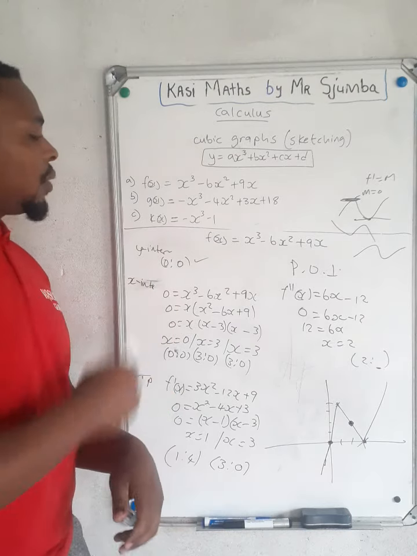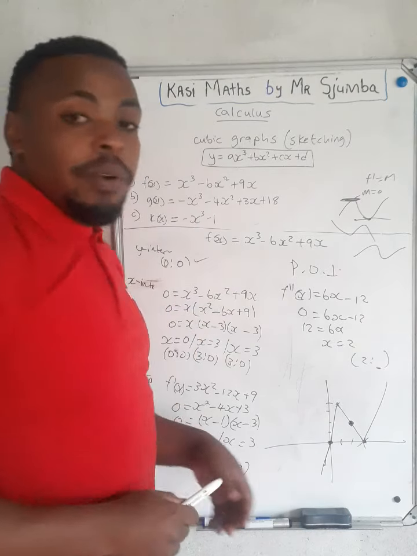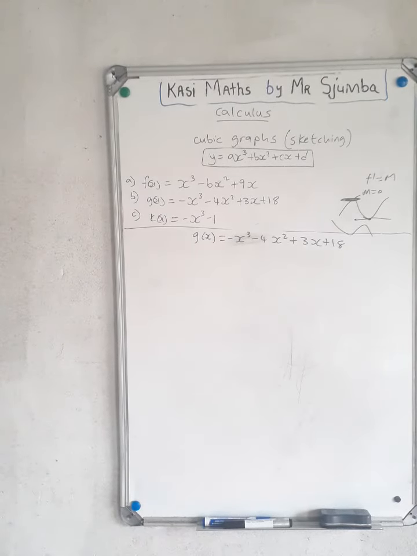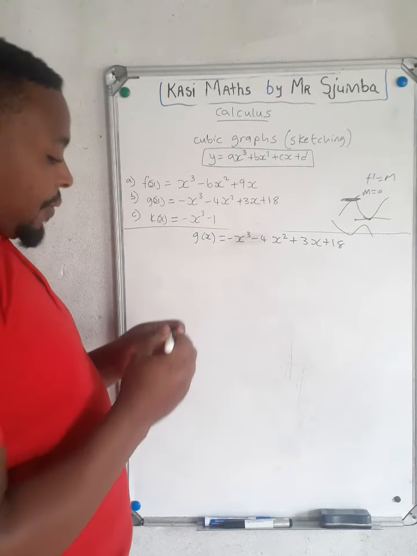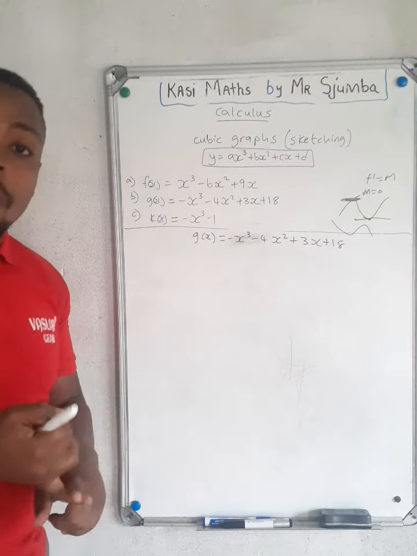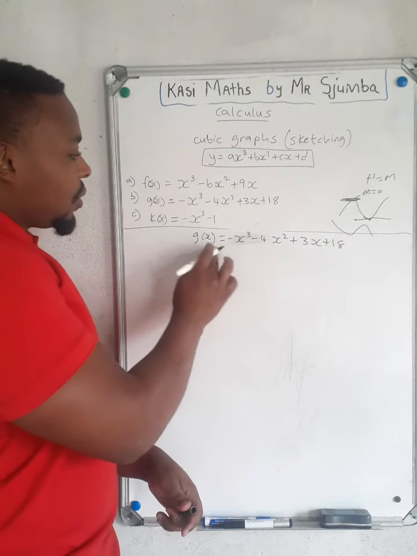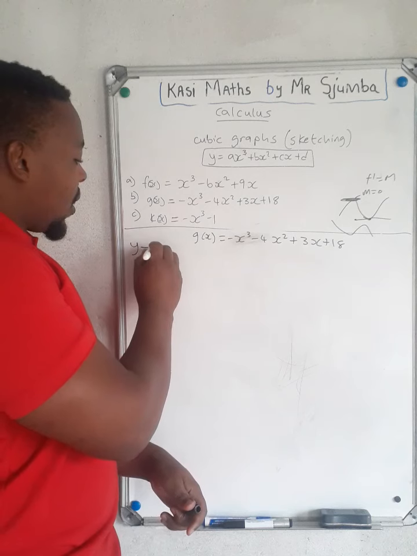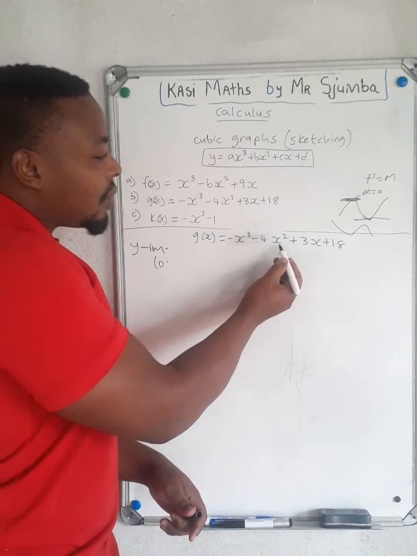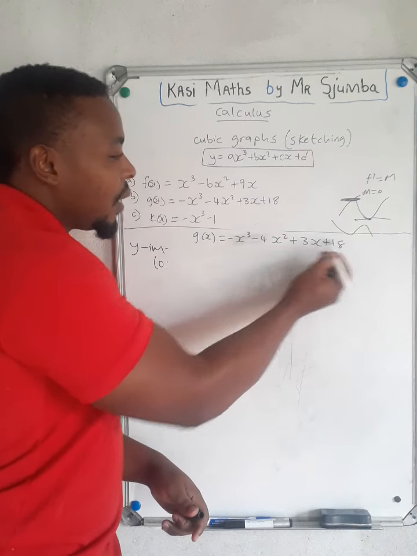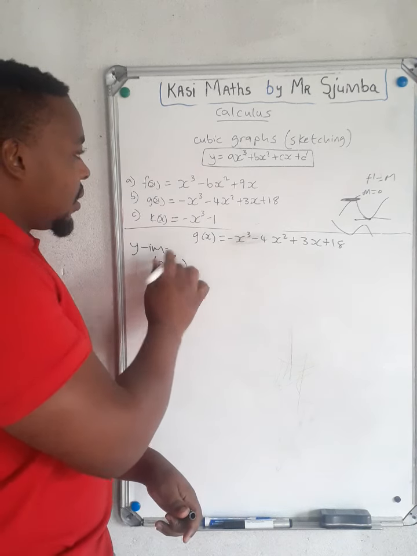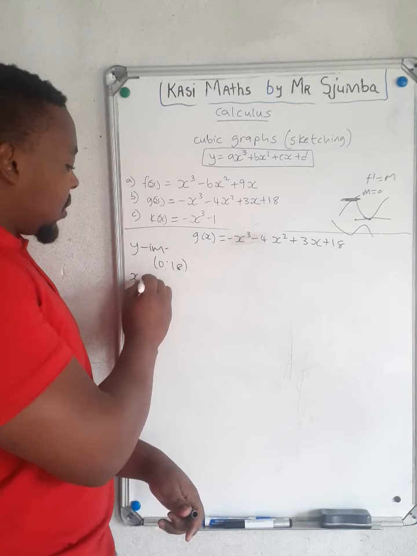Right, so let's go for the next one, then we're going to plot the second one. Now at the second graph, the second equation, we have to plot g of x. So first things first, the y-intercept. For the y-intercept, we must make x equal 0. So we put 0 in, and we get 18.